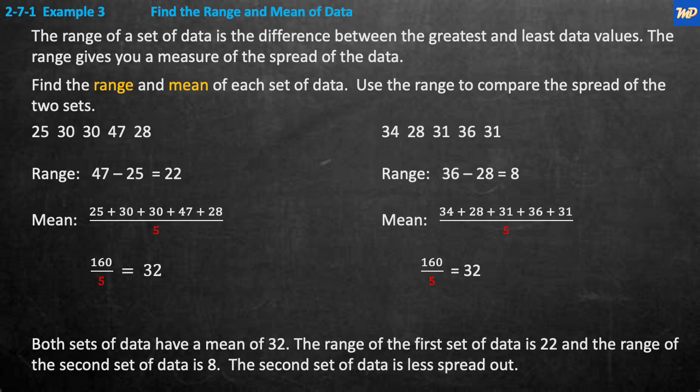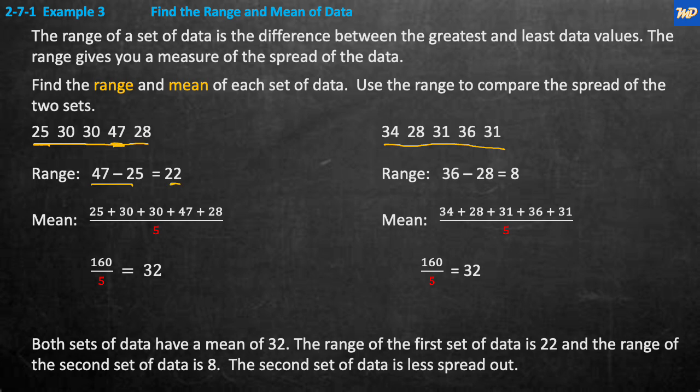So we have two data sets here. Here's the first data set right here, and here's the second data set right here. It says find the range and mean of each data set. Use the range to compare the spread of the two sets when we're done. So looking at the one on the left, look for the range. What is the range? It's the difference between the greatest and the least. Well, the greatest in our case on this side is 47, and the least happens to be 25. So 47 minus 25 gives us 22.